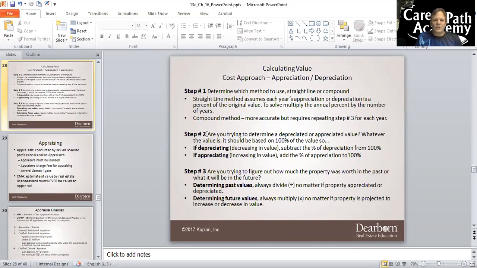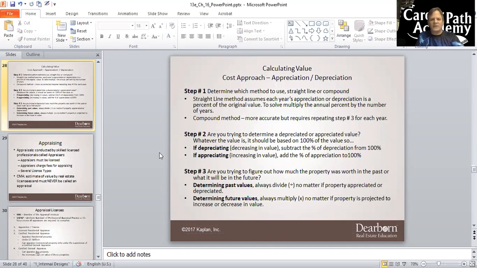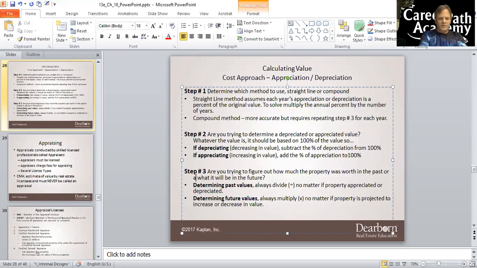So step number 2 is, are you trying to determine a depreciated value or appreciated value? Whatever the value is, it should be based off of 100%. Anytime you're trying to determine value, we're trying to determine 100% of it. And then are you trying to figure out how much the property was worth in the past, or a current or future value?